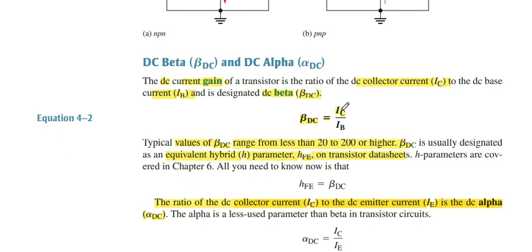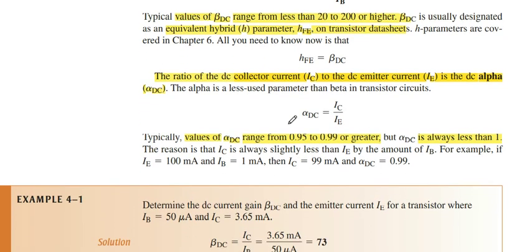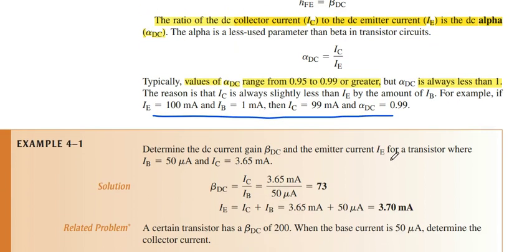Beta DC is the ratio of collector current and base current. On the other hand, alpha DC is the ratio of collector current and emitter current. Collector current over base current is equal to beta DC, and beta DC is less than 20, or 20 to 200 or higher. On the other hand, alpha DC is always less than 1. It also gives this example to understand what the alpha DC is equal to.